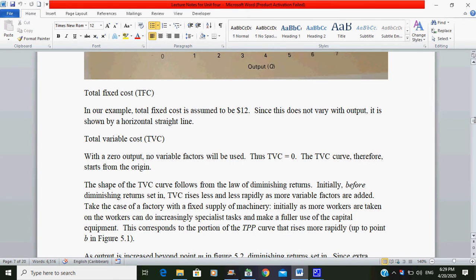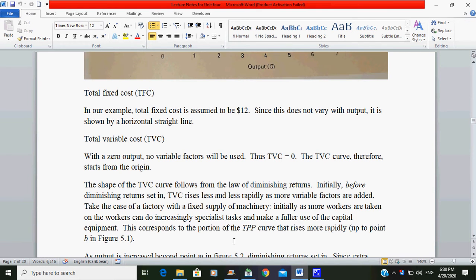The shape of the total variable cost curve follows from the law of diminishing returns. Initially, before diminishing returns set in, total variable cost rises less and less rapidly as more variable factors are added. Take the case of a factory with a fixed supply of machinery. Initially, as more workers are taken on, the workers can do increasingly specialist tasks and make a fuller use of capital equipment.